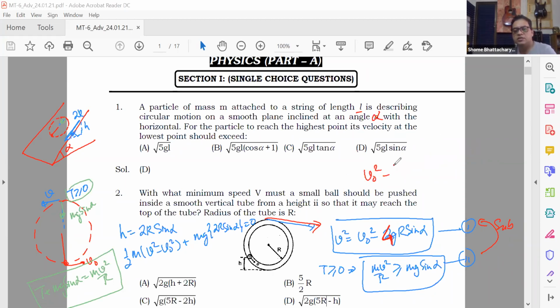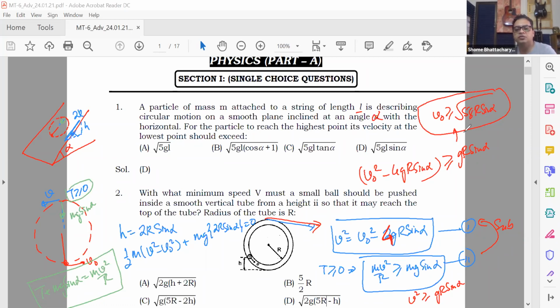V naught square minus 4 GR sine alpha. Okay, this should be greater than or equal to, from this, GR sine alpha. So V naught should be greater than or equal to root 5 GR sine alpha. In a vertical situation, it becomes root 5 GR. So here it's on the inclined plane, so G is replaced with G sine alpha, and R is L, basically, the length. That's why this option is correct.